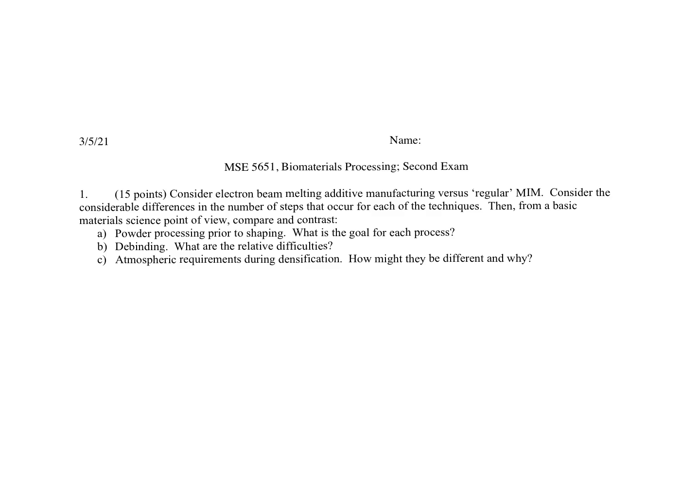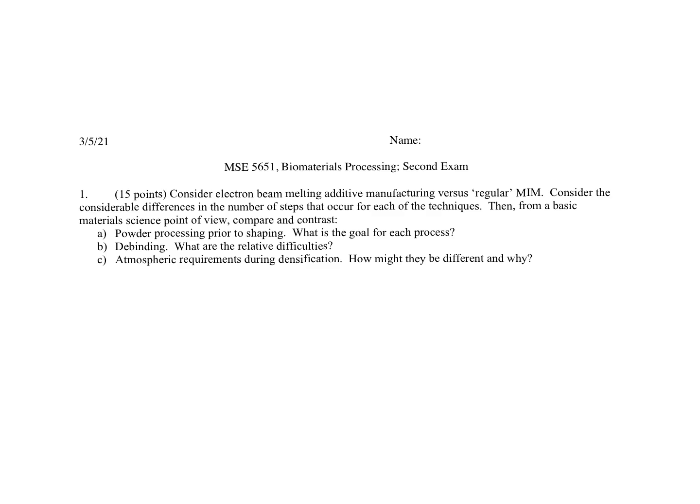And consider the considerable differences in the number of steps that occur for each of the techniques, and from a basic material science point of view, compare and contrast powder processing prior to shaping. All right, so as you saw for the EBM or the laser-based system, you have a loose powder and you transform that layer by layer. For MIM, you have a bunch of that powder in a solvent or ideally a molten plastic, and those are two very different circumstances that get you to the end goal. All right, so you should be able to contrast those.